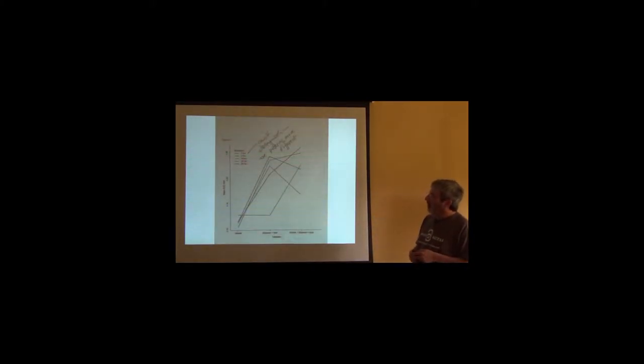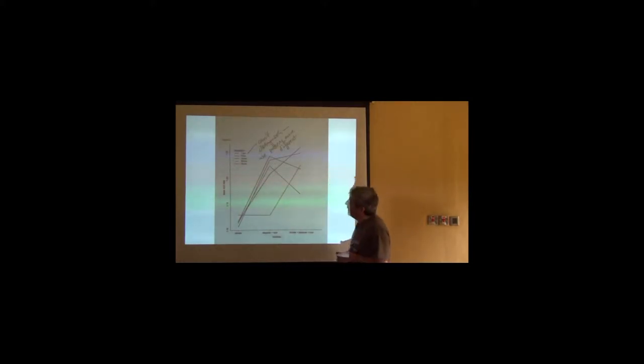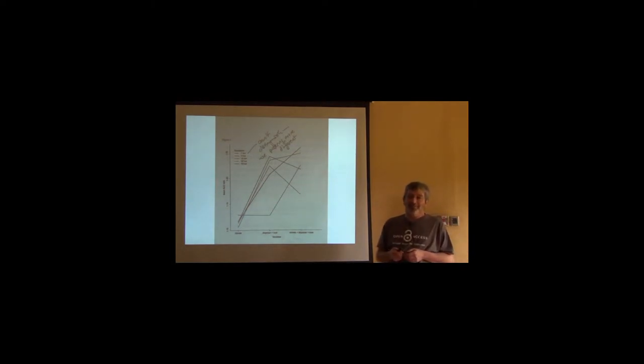Here's another common failing. This is probably done in Excel. And can you tell, here's 50 kilometers. Which of these lines is the 50 kilometer line? Is it in color?